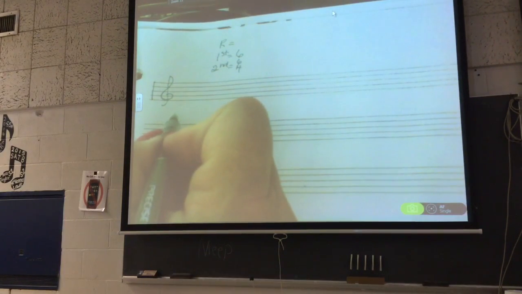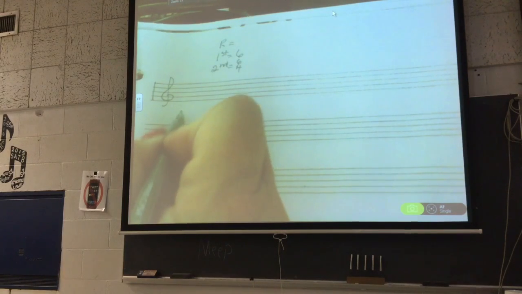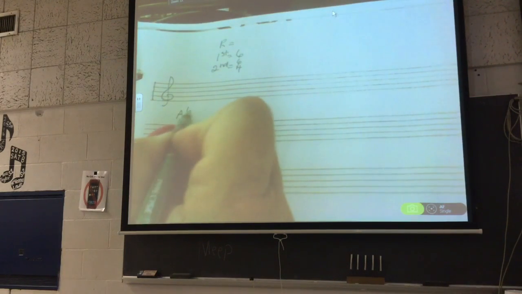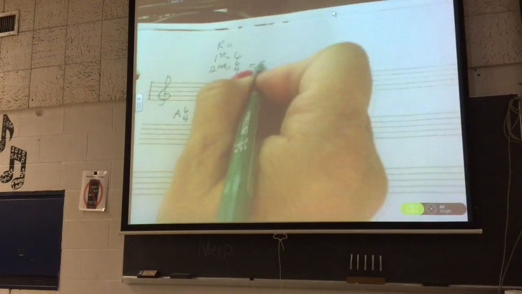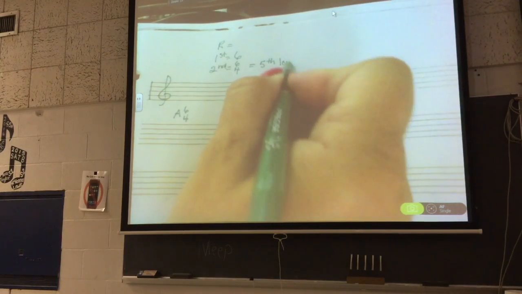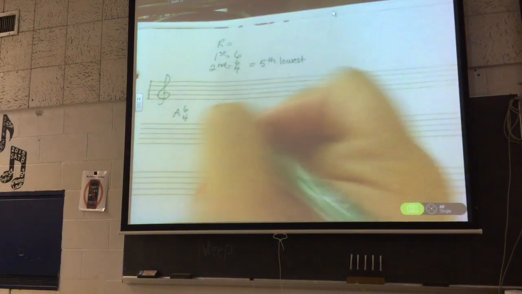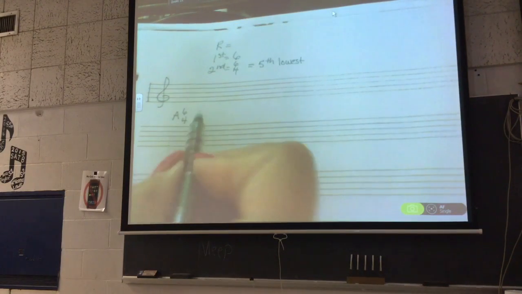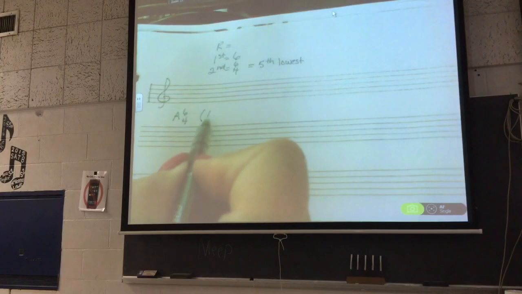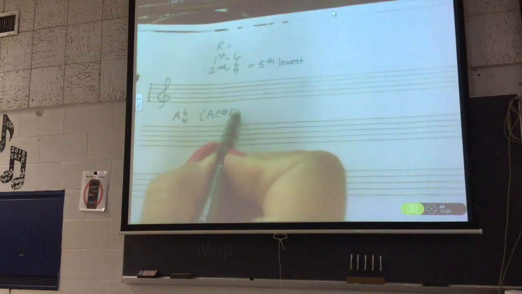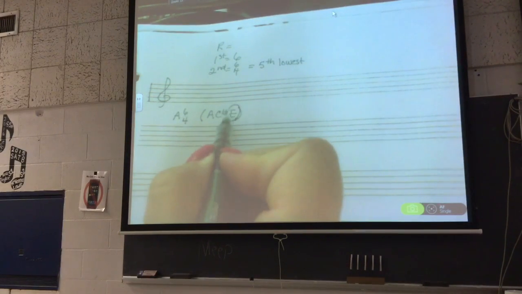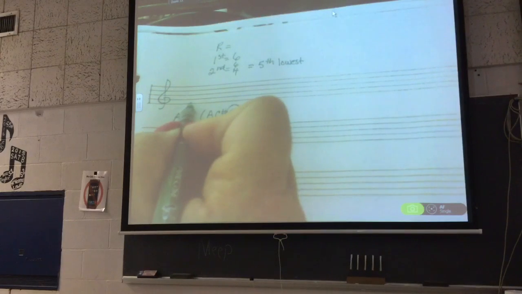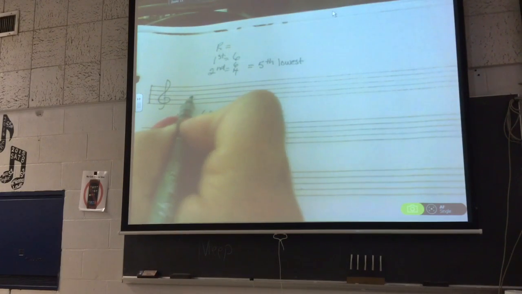So let's first write some. I want an A major triad in second inversion. Second inversion means that the 5th is the lowest sounding pitch, the 5th of the chord. So if I want an A major chord, I think to myself, that's A, C sharp, and E. That's it in root position. But I have to write it so that the lowest note is this E. So I say E, A, C sharp, and I'm done.